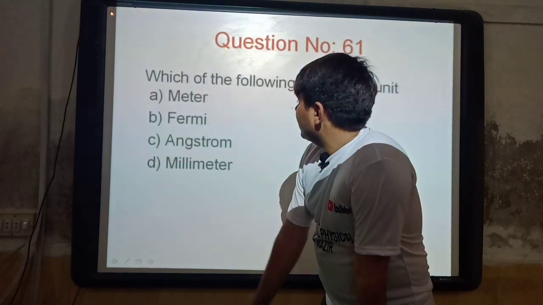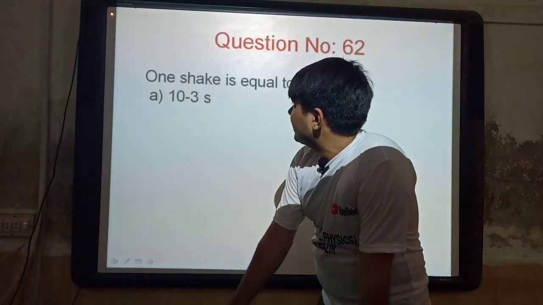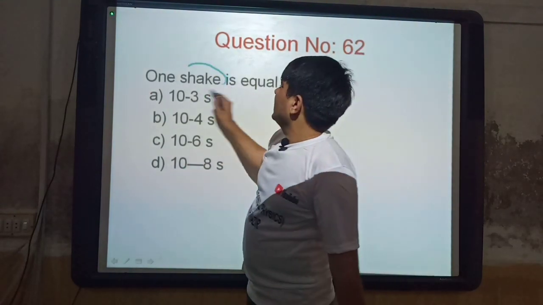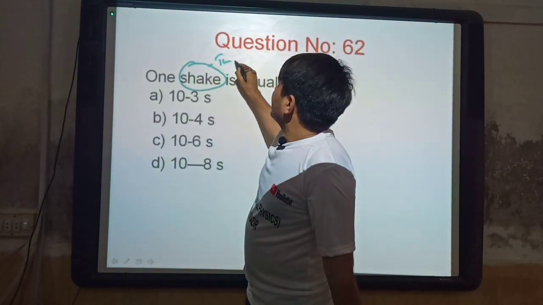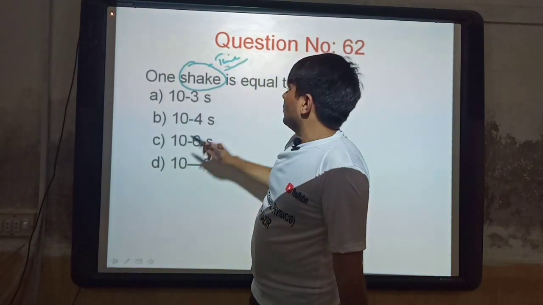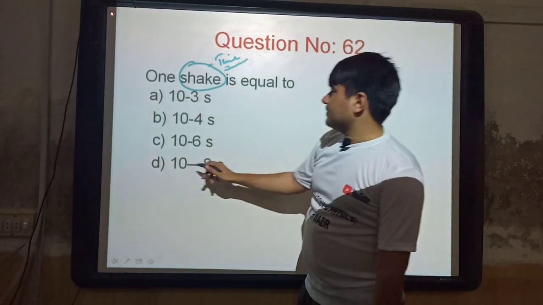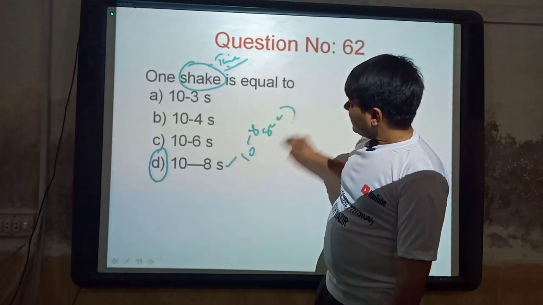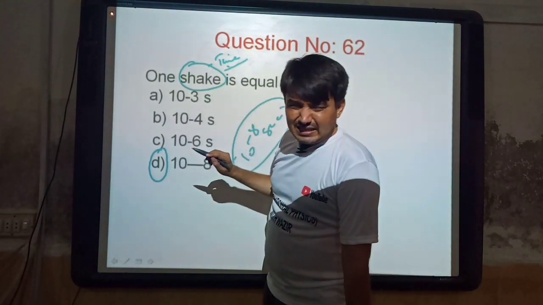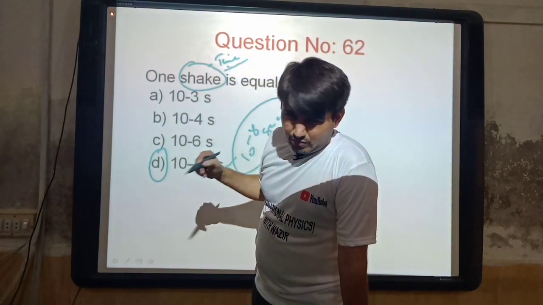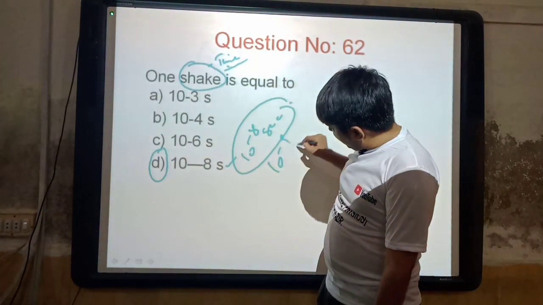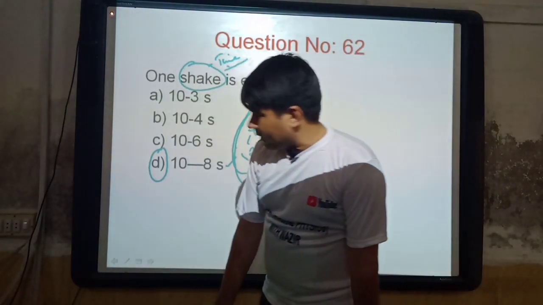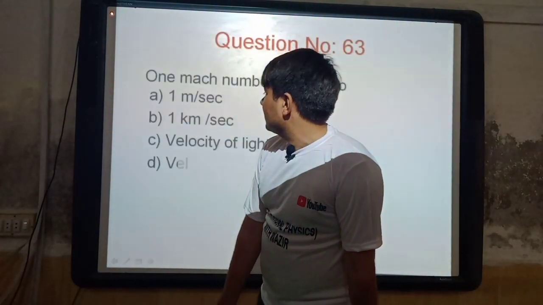Same question repeated. 1 shake. Shake is a unit of time. 1 shake is equal to 10 to the power minus 8 second. Some books write that it is 10 to the power minus 9, but exactly it is 10 to the power minus 8.